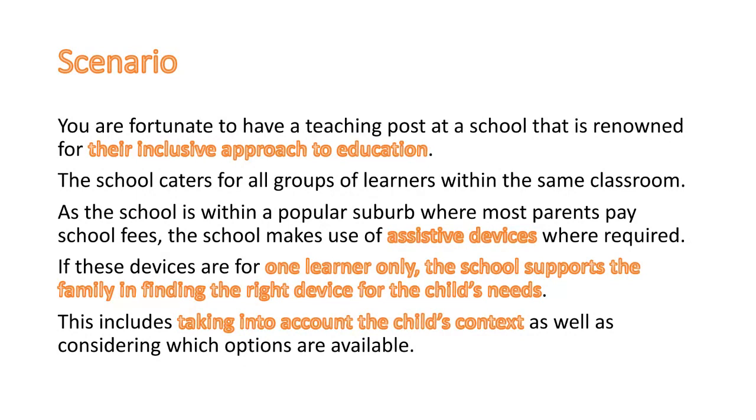All right. If the devices are only for one learner, the school then supports the family in finding the right device for their child's needs. On the other hand, if it's for multiple learners in the classroom, then the school would buy the device. Okay. So that's what you need to read into that statement. This also includes taking into account the child's context as well as considering which options are available. Okay, so you need to consider the child's context.